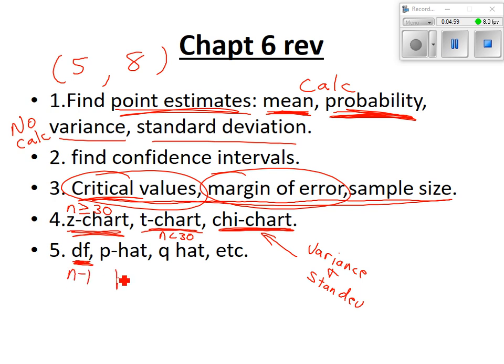P hat. Sorry, when I made this PowerPoint a few years ago, I must not have found the P hat on my thing yet, so I had to write it out. So the P hat goes along with the probabilities or the proportions. That's the ones that say yes or the favorable, however you want to say it. How do you find Q hat? It's sort of the opposite. We subtract: 1 minus P hat.